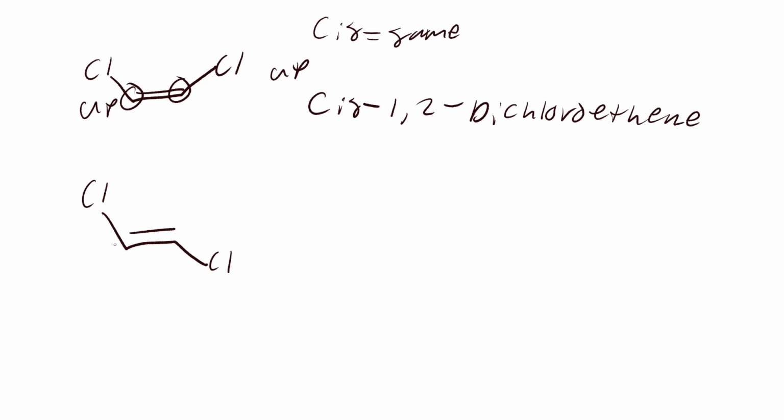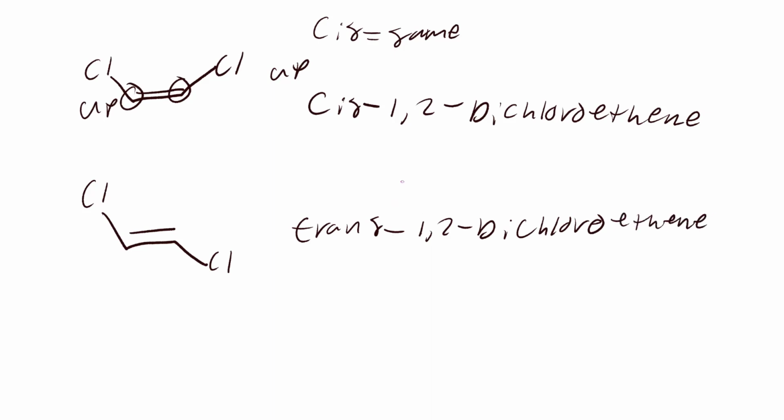Notice for the second molecule, one chlorine is facing upwards and the other chlorine is facing downwards. So they are in opposite directions. Whenever we have opposite directions, we can say that this is a trans. And after that, it's just the same thing. So trans-1,2-dichloroethene.